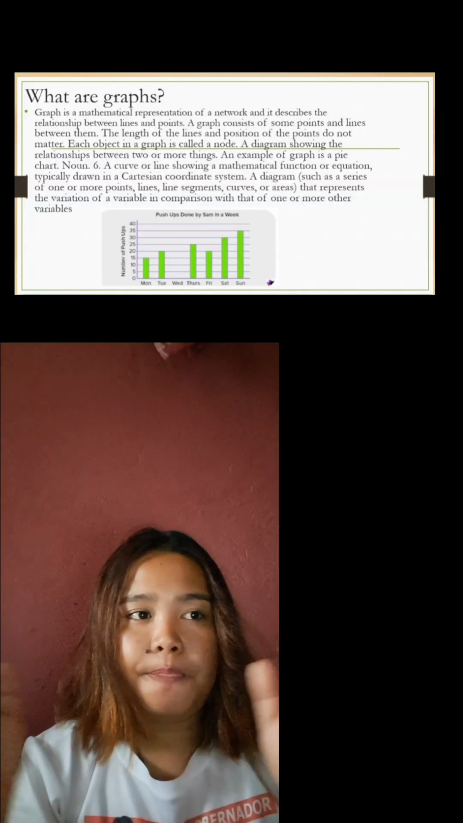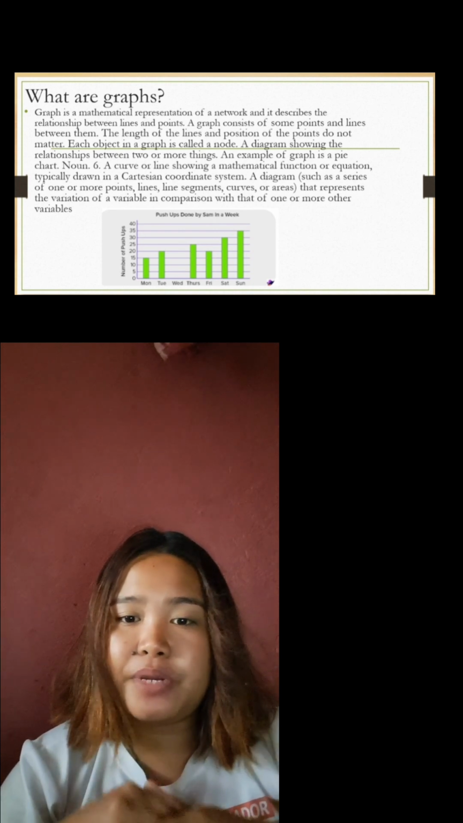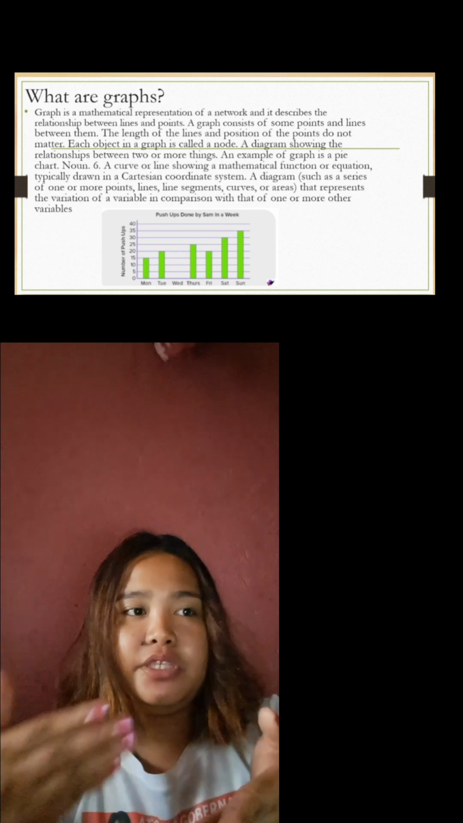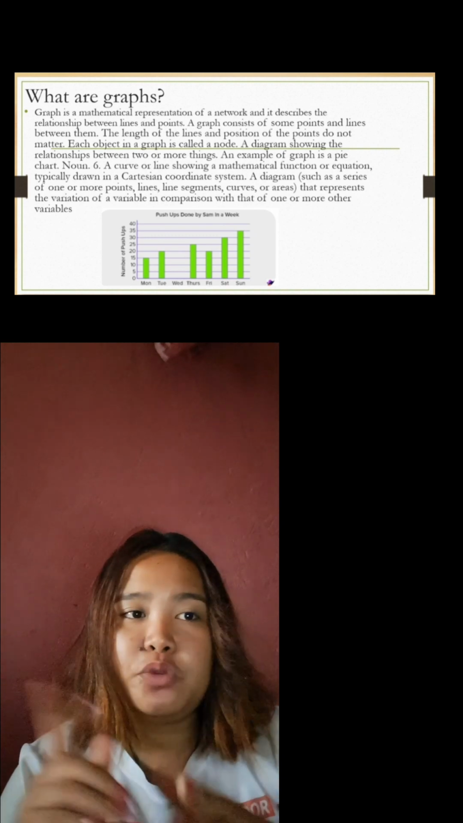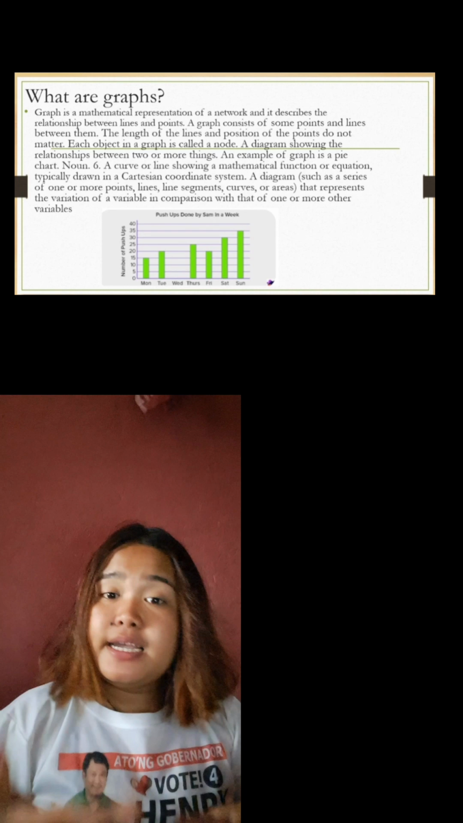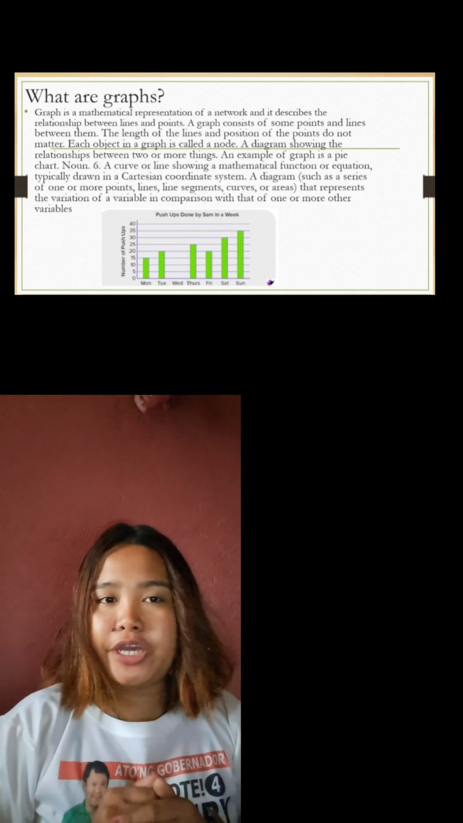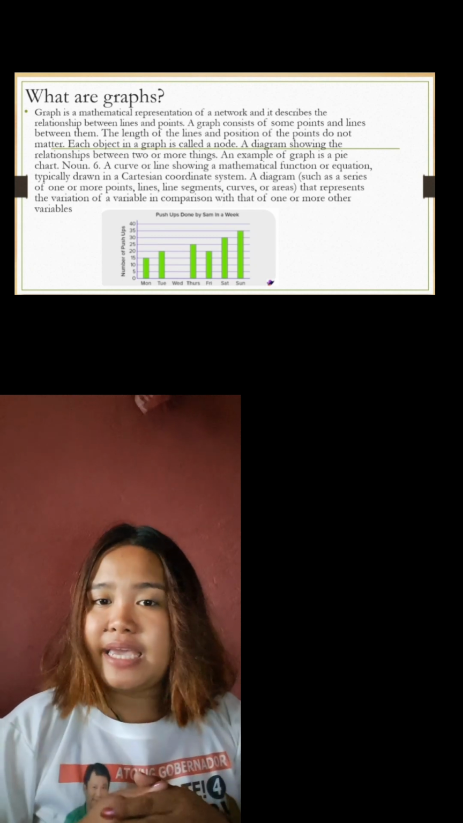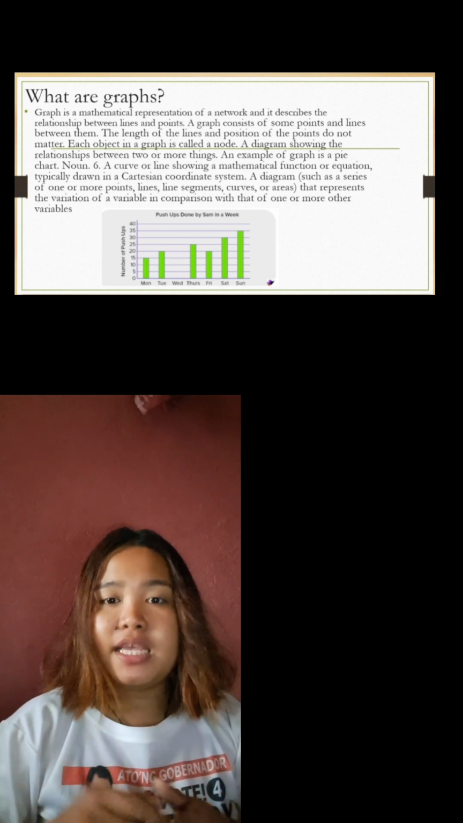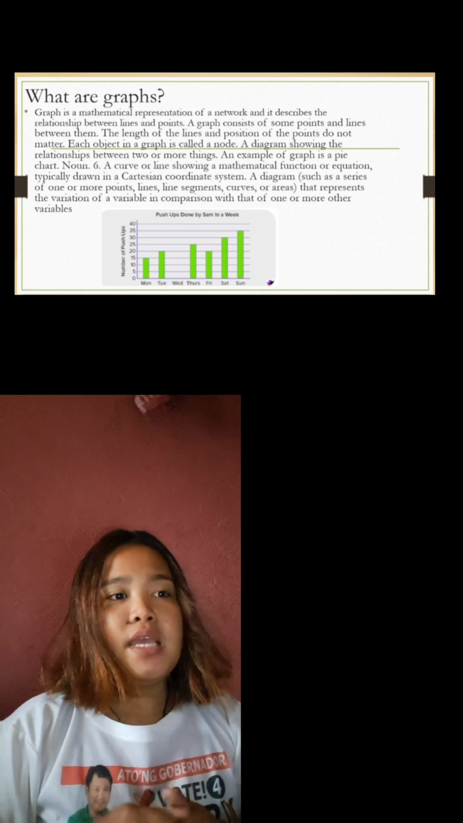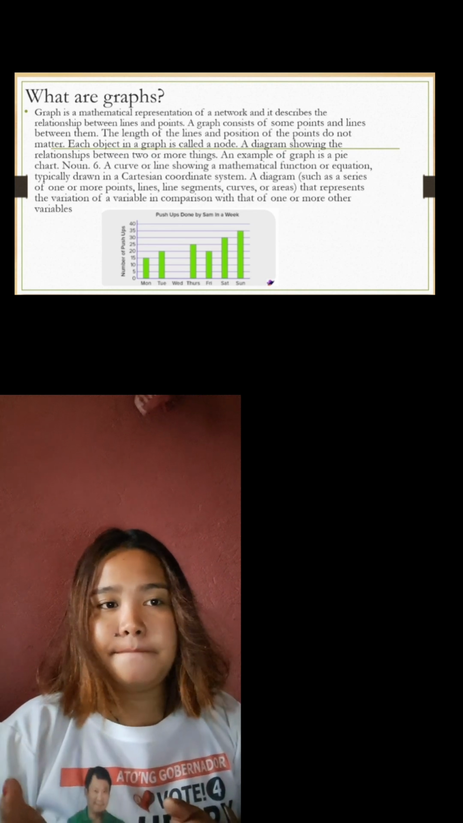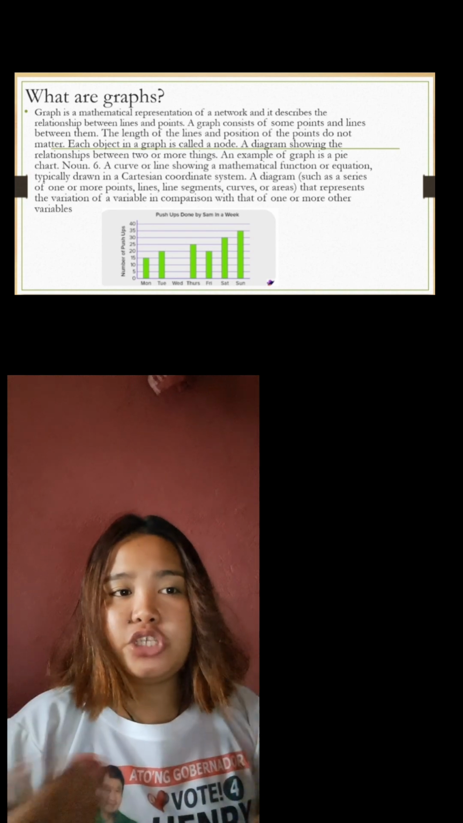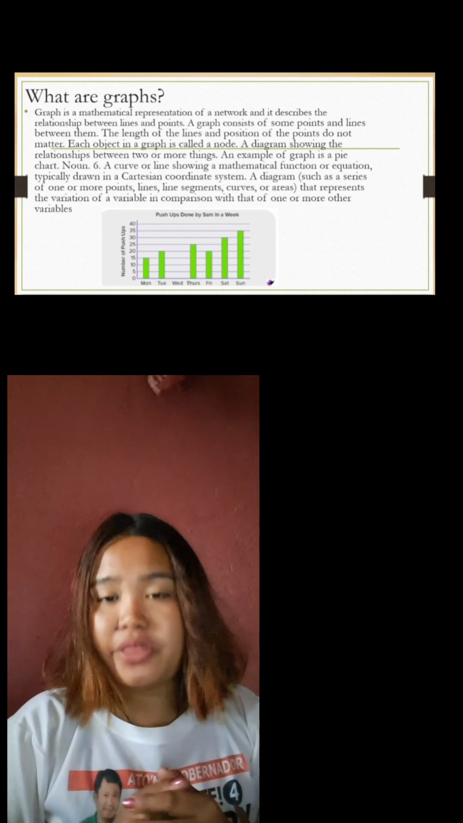A graph is a mathematical representation of a network, and it describes the relationships between lines and points. A graph consists of some points and lines between them. The length of the lines and the positions of the points do not matter. Each object in a graph is called a node. It is a diagram showing the relationship between two or more things.